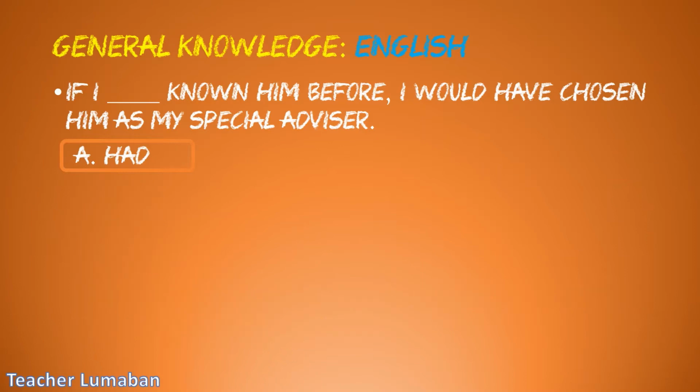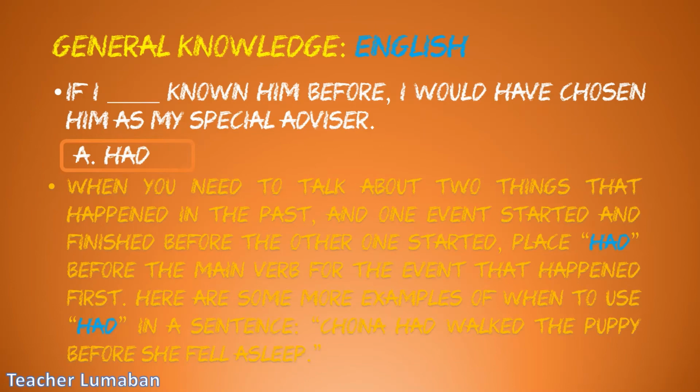When you need to talk about two things that happened in the past, and one event started and finished before the other one started, place had before the main verb for the event that happened first. Here are some more examples of when to use had in a sentence. Chona had walked the puppy before she fell asleep.